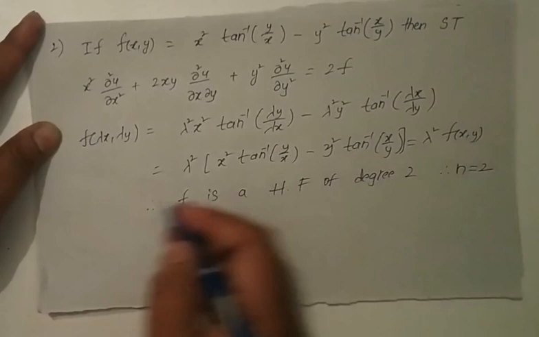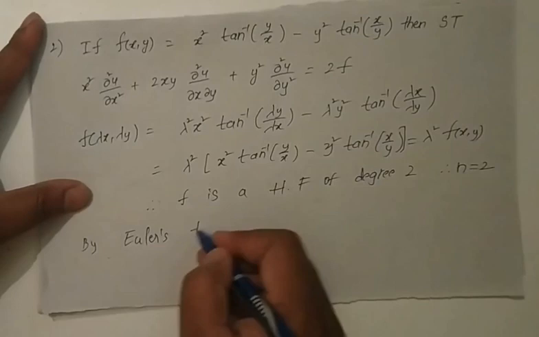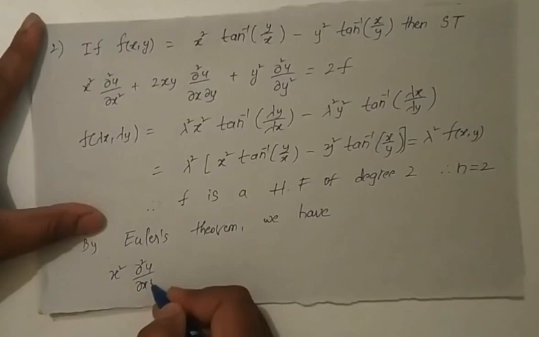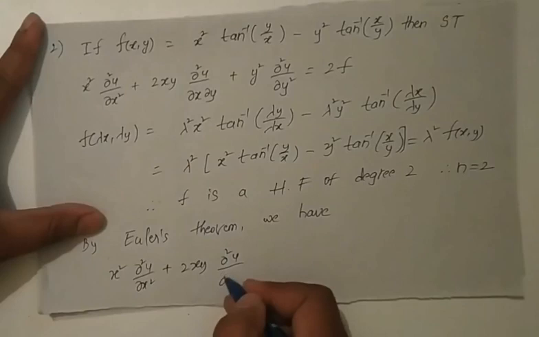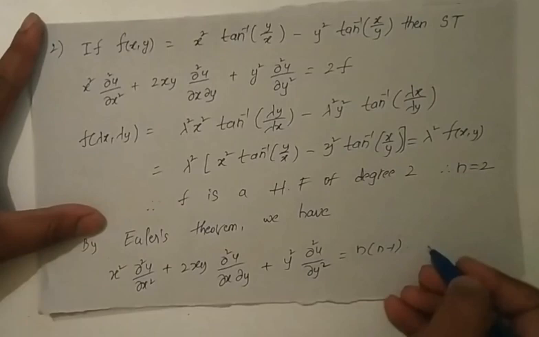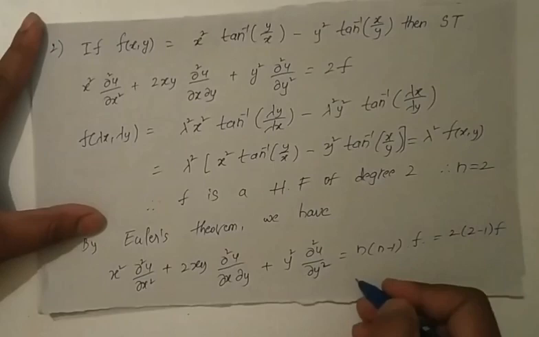By Euler's theorem, we have x square del square u by del x square plus 2xy del square u by del x del y plus y square del square u by del y square is equal to n into n minus 1 into f. Here n is 2, so 2 into 2 minus 1 into f is equal to 2f.